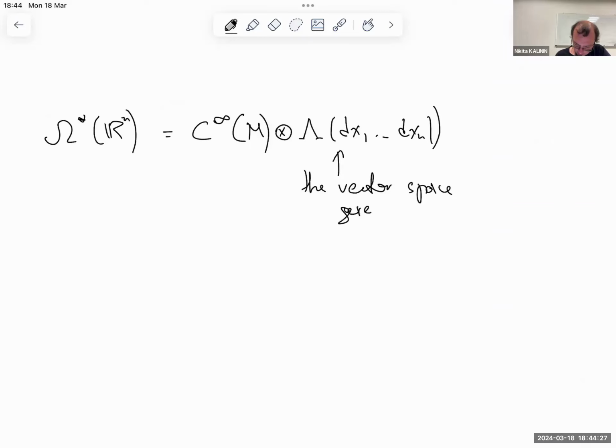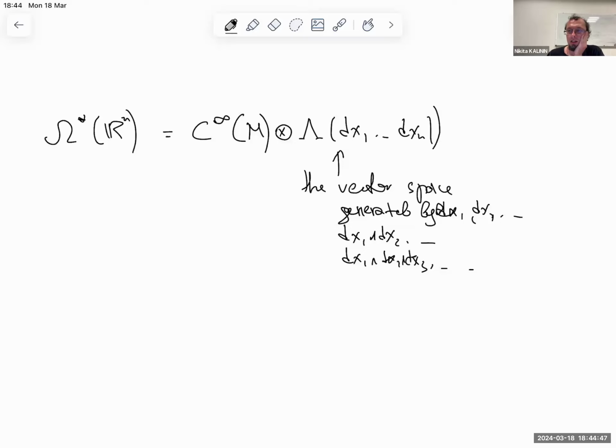generated by dx1, dx2, and so on, but also by dx1 dx2, also dx1 dx2 dx3, and so on. So we have just this huge dimensional vector space. Apparently, it should have dimension 2 power n, right? I think it's 2 power n.